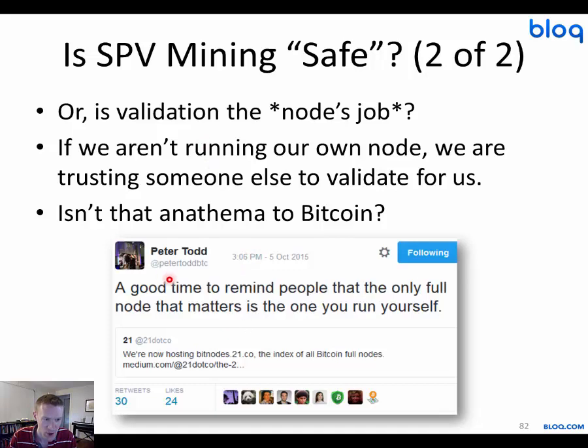Miners should validate for their own sake, but they shouldn't validate for our sake. We should be running our own nodes, or we should have trusted people who run nodes on our behalf that we trust for some reason. And I think if we aren't running our own node, we are trusting someone else to validate, and if we trust the miners to validate, I think that's a slightly anathema to Bitcoin. The only full node that matters is the one you run yourself.